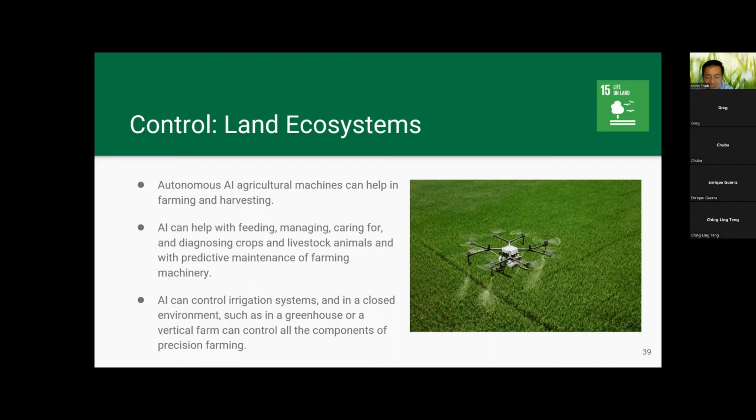In a closed environment, you can control everything. In a greenhouse or vertical farming, you can control all components for precision farming. So you can see the exact amount of chemical, fertilizer, water, and so on you need for the plants.